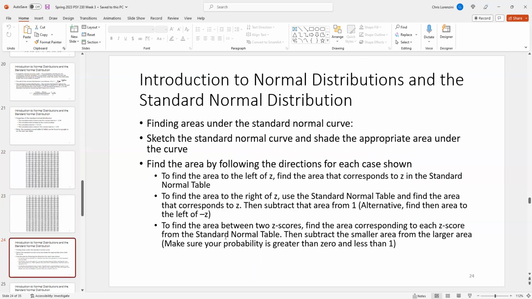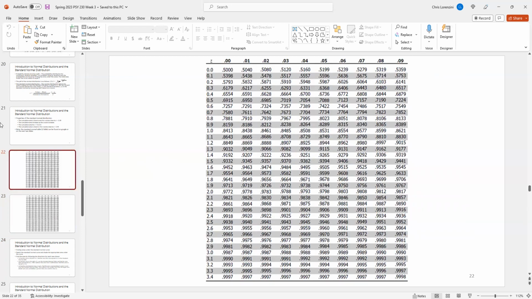If I want to find the area between two values, what we do is we find the Z score for both of the values, and then I subtract the smaller one from the larger one. And that will give me the area in between those two values. So area to the left, look up the value on the table. Area to the right, look up the value on the table, subtract it from 1. Area under the curve between two values, look up both values, and subtract the smaller area from the larger area.